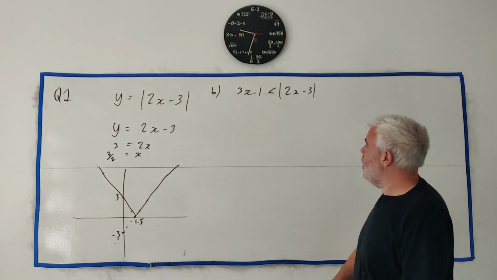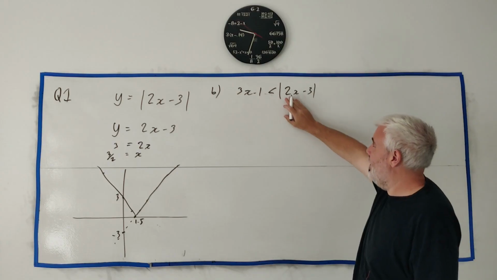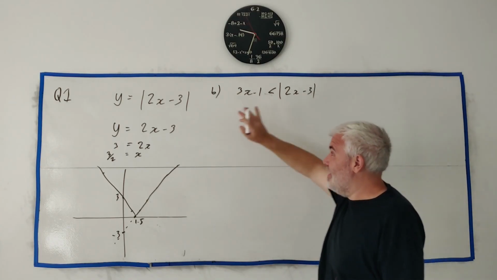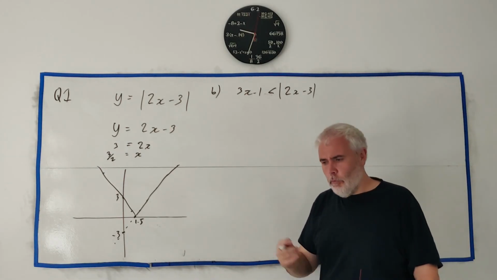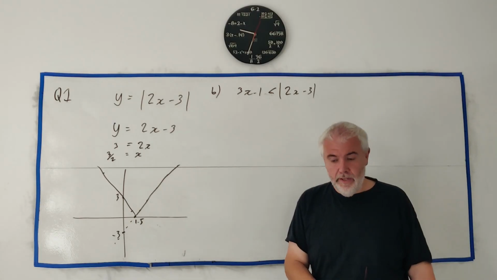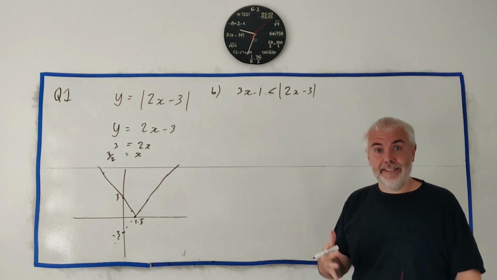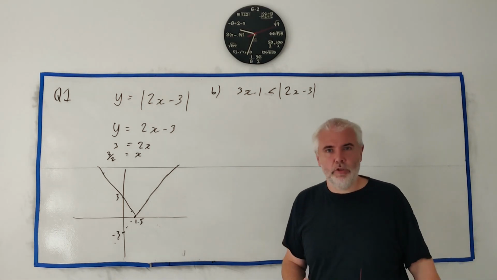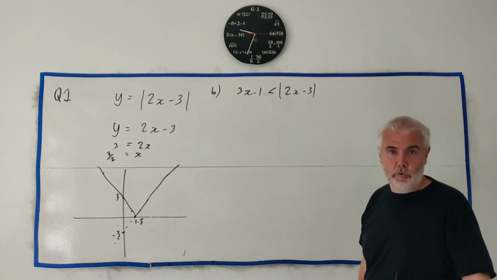Now for part B, we have an inequality. 3x minus 1 is less than the absolute value of 2x minus 3. This absolute value here is the same as we dealt with in part A. And there's a reason for that. They want you to do this question a certain way. There are 2 ways to do it. I'll sketch out at the end the second way to do it. But I'll do it the way they were trying to help you do it. They made you draw this picture to help you answer this question.